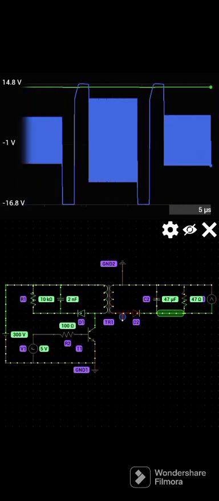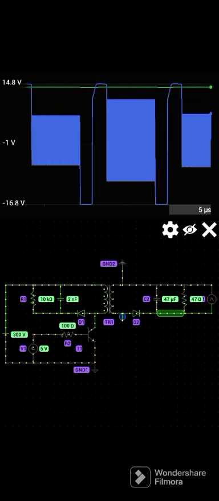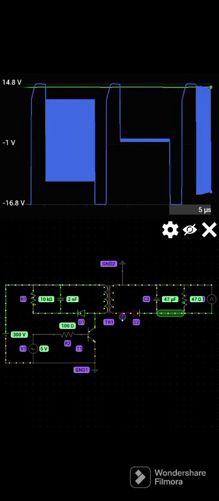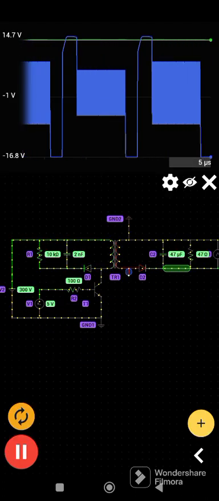Overall, the flyback converter is a widely used and versatile power electronic converter which is used in applications such as power supplies, battery chargers, DC to DC converters, and many others.